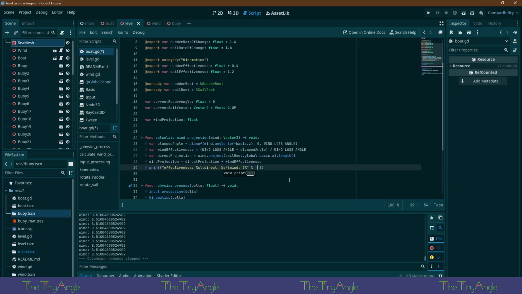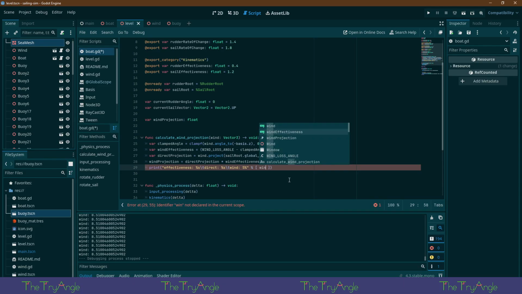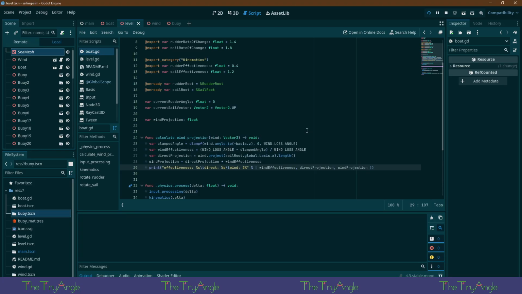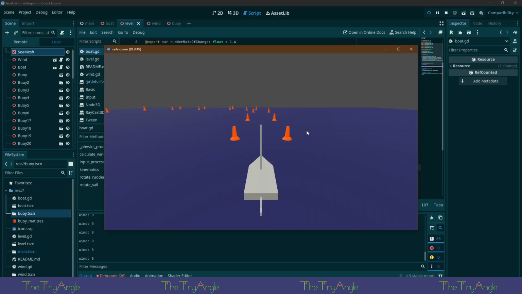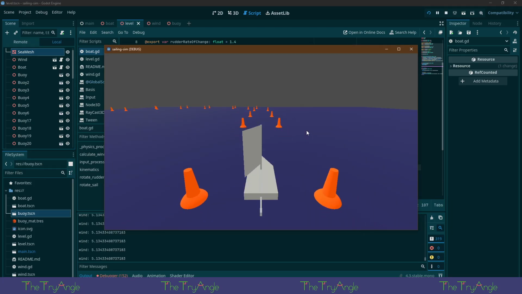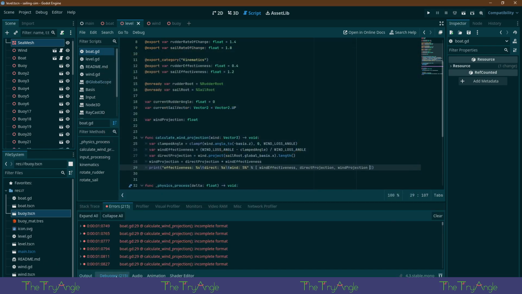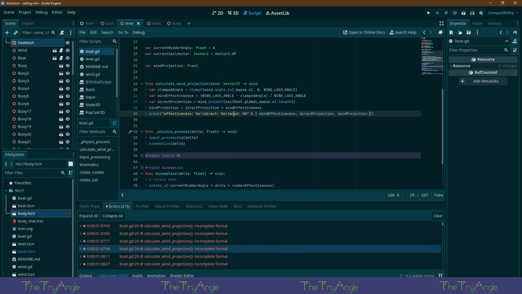I can hardly see my own keyboard. Wind effectiveness. Direct projection and wind projection. Okay. Let's just see what the heck is going on. All right. Fine. Take a vector.